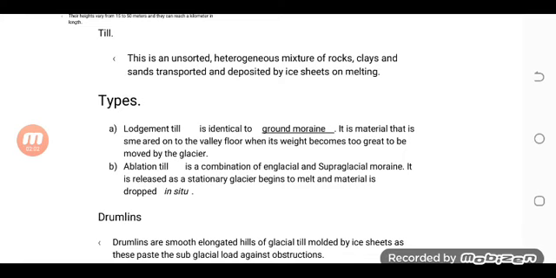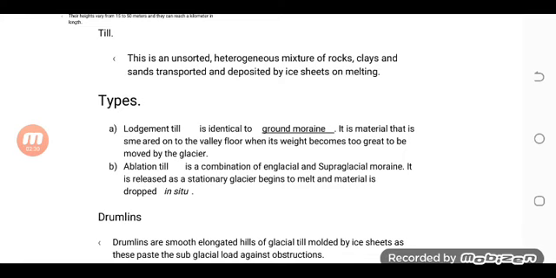Then we have ablation till. It's a combination of englacial and superglacial moraine. It is released as a stationary glacier begins to melt and the material is dropped on site. On site is what we call in situ. Then we have B for basal.